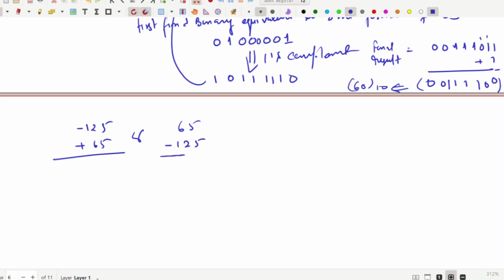65 is written in 8-bit format because it is a positive number: 0 1 0 0 0 0 0 1. For minus 125, first we convert the binary equivalent of plus 125. This is written as 0 1 1 1 1 1 0 1, and then take its ones complement.